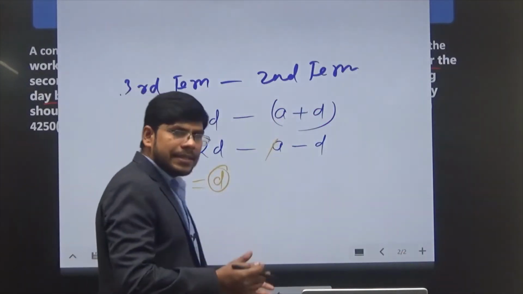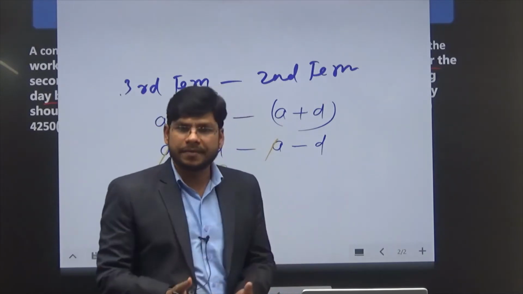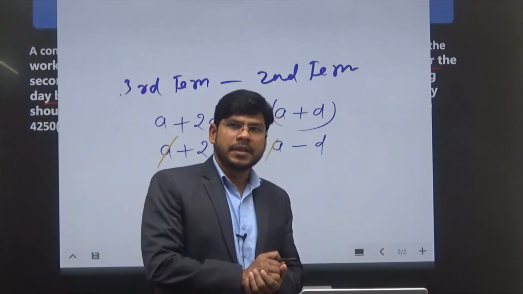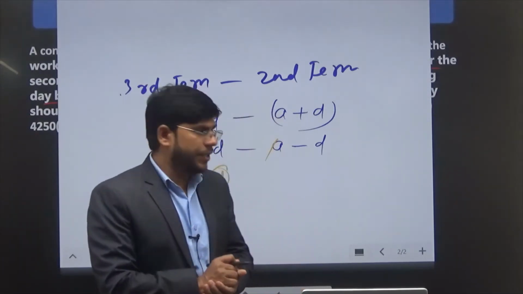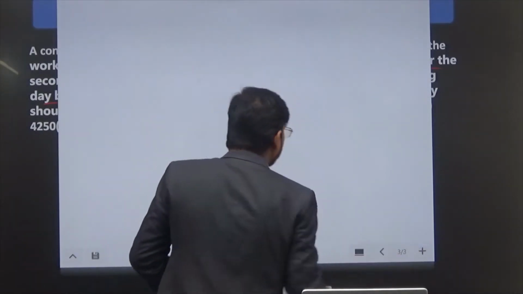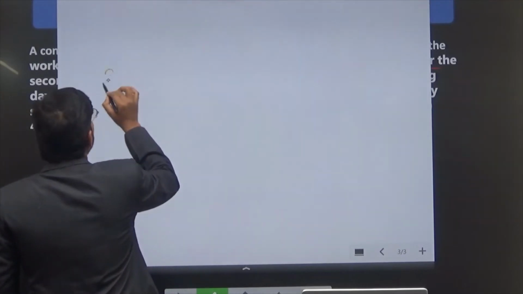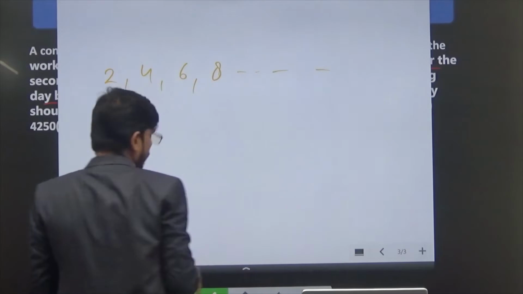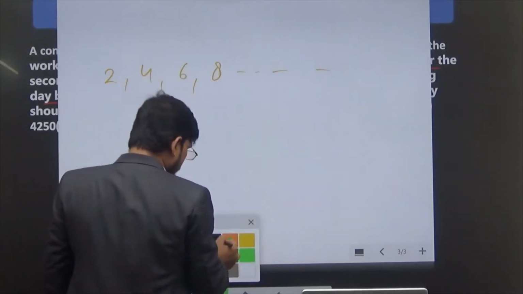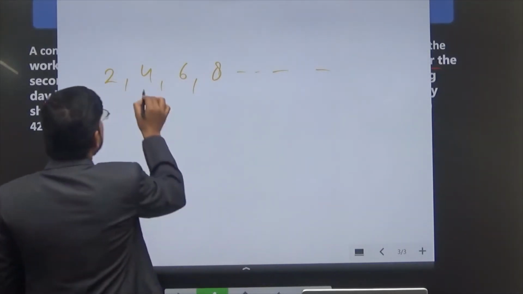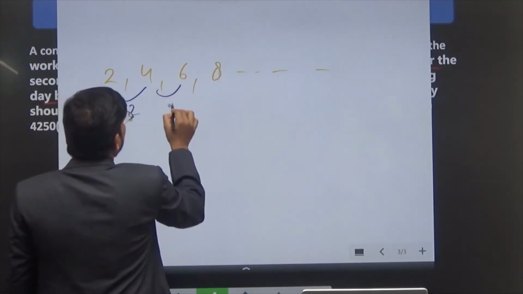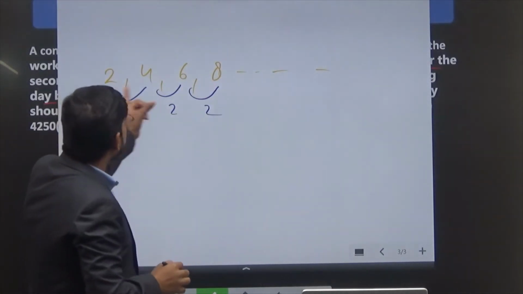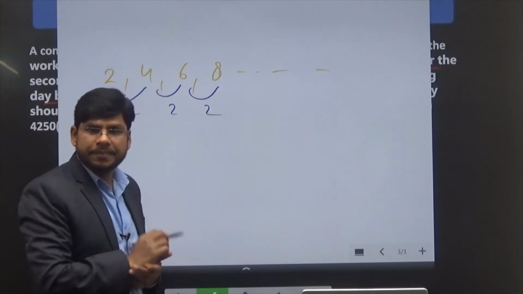So any series having the same common difference will be in arithmetic progression. Like for example 2, 4, 6, 8 and so on. This is a series and the common difference here is 2, 2 and 2. Then we can say that this series is in arithmetic progression.